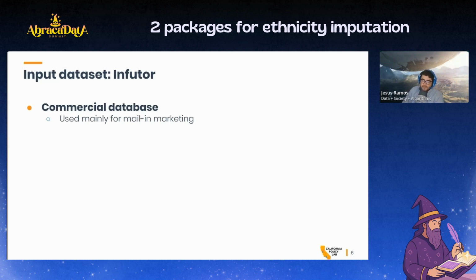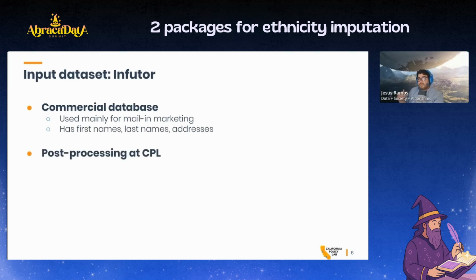We don't know this bias. Being a commercial database, you're entitled to some kind of support, but that support doesn't include asking questions about how the Imputer database was built. It has first names, last names, and addresses, and this requires us to perform some kind of post-processing when we bought that database and loaded it into one of our Postgres instances.